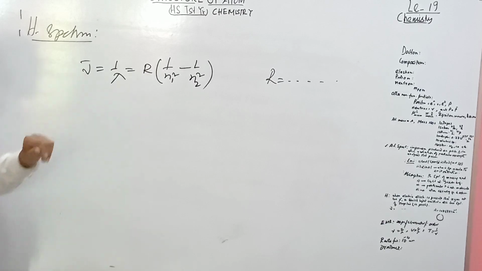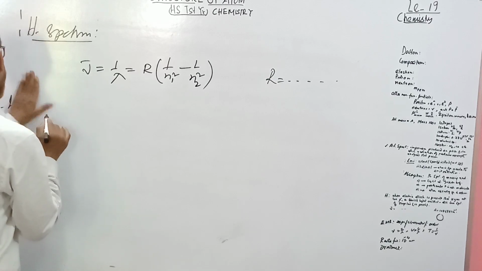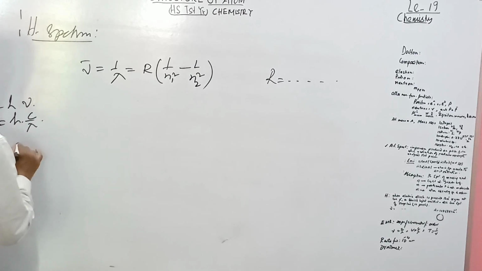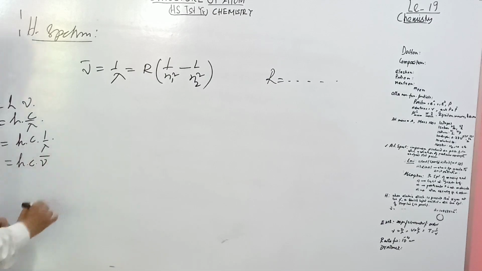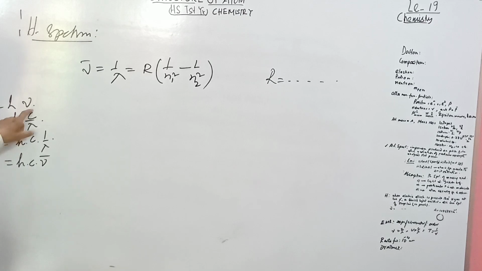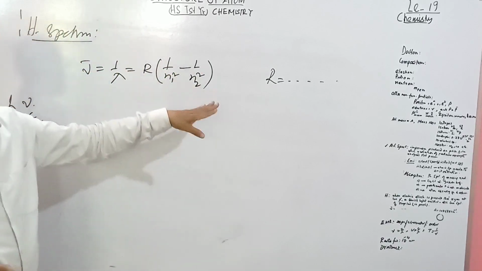We will get it later on once again, because E is equal to h nu, and nu is equal to c by lambda, so E is equal to h c into 1 by lambda. 1 by lambda is equal to nu bar. This is nu bar, this is wave number. Am I right? So wave number is equal to 1 by lambda. So energy is equal to h nu is equal to h c by lambda is equal to h c into 1 by lambda, which is h c nu bar. So wave number nu bar is equal to 1 by lambda is equal to R into 1 by n1 square minus 1 by n2 square, where R is called the Rydberg constant.